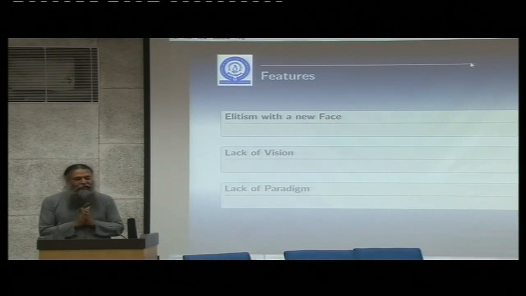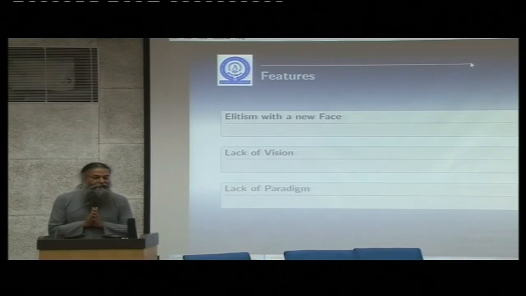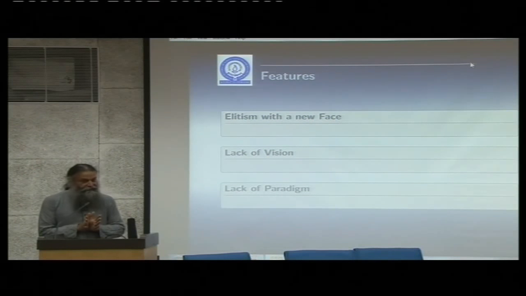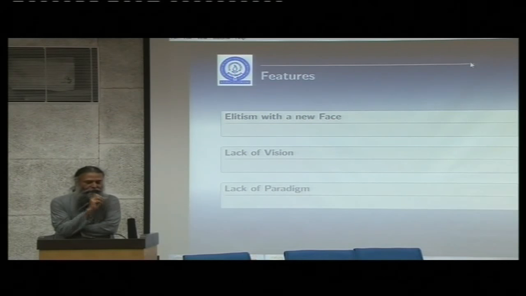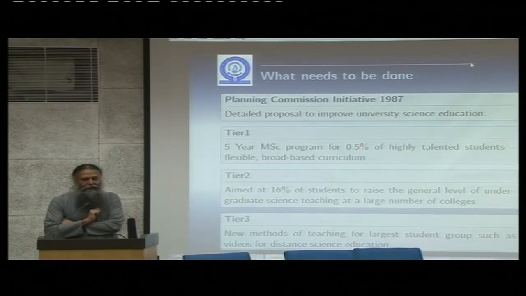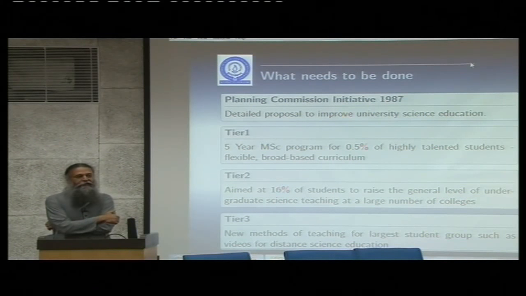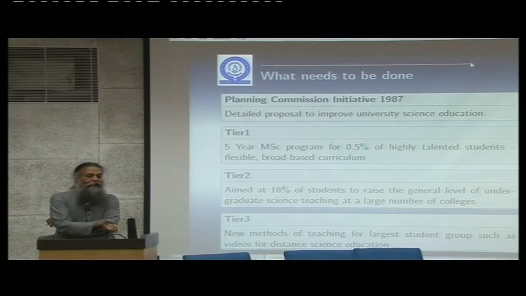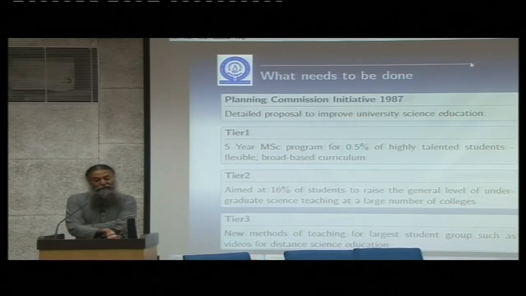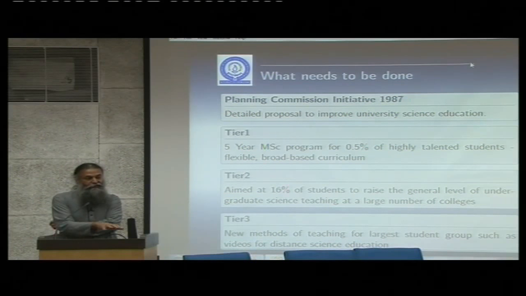Now let me come to it. I think these new initiatives are basically elitism with a new face. I will justify that in a minute. There is a lack of vision and a lack of paradigm. Let me move on. There is a very interesting Planning Commission document of 1987, which talks about science education, and which in some sense says that you create a few elite institutions to standardize science education for 0.5% to 1% of students, tier 1. Tier 2 is aimed at 16% of students, which will be done in collaboration with other institutions, which these institutions will forge. And the next 5 years that should happen.